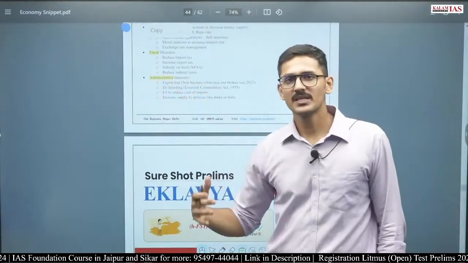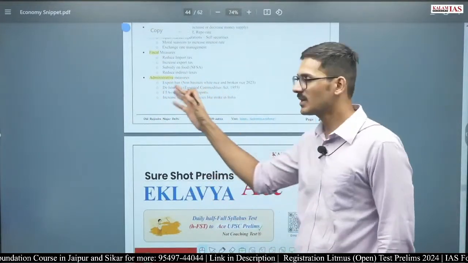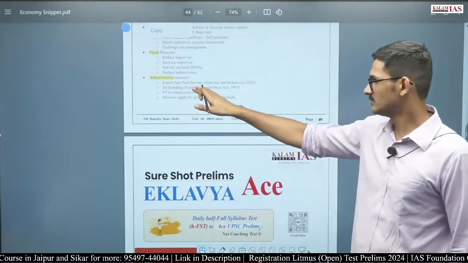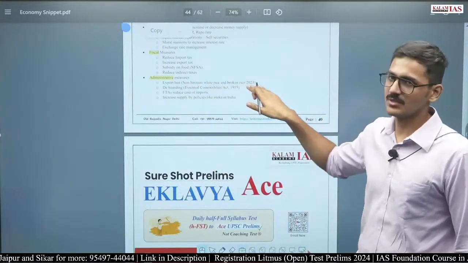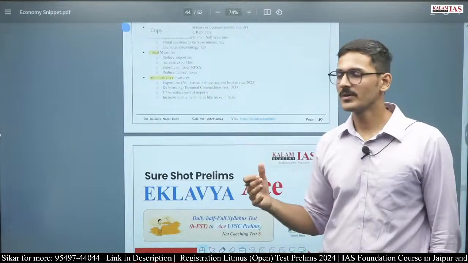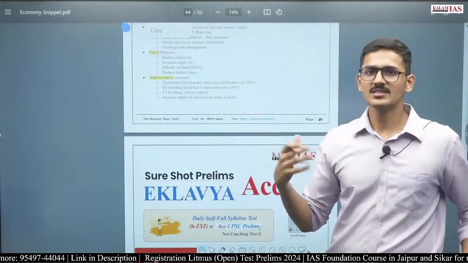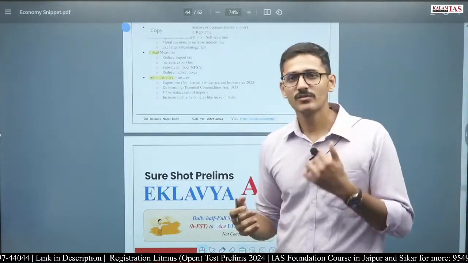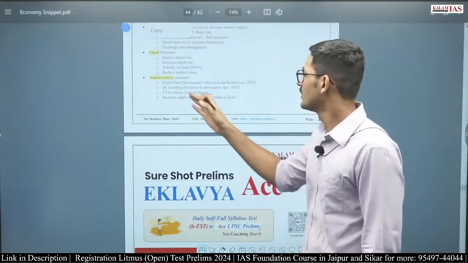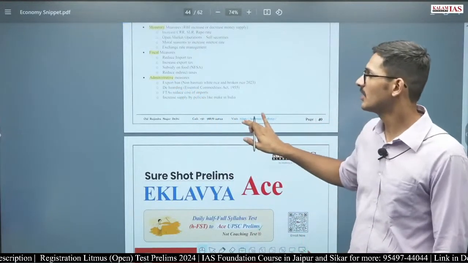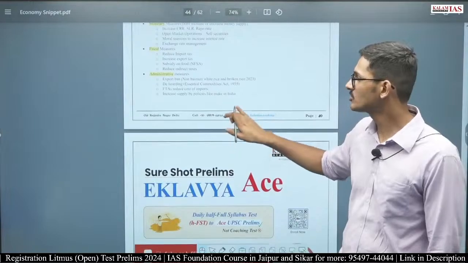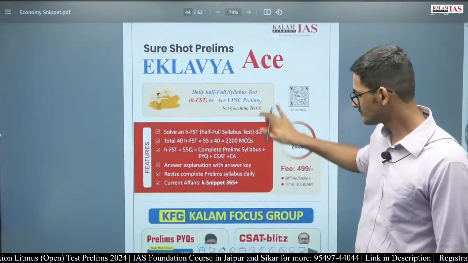Administrative measures can also be taken to control inflation. For example, export ban in 2020. The non-basmati white rice and broken rice were banned from exporting, and this as a result reduced the price of rice in our country. De-hoarding, essential commodities acts, free trade agreements also reduce inflation.